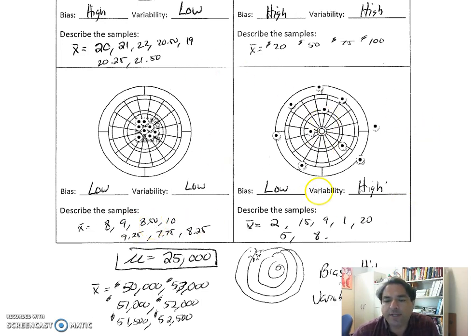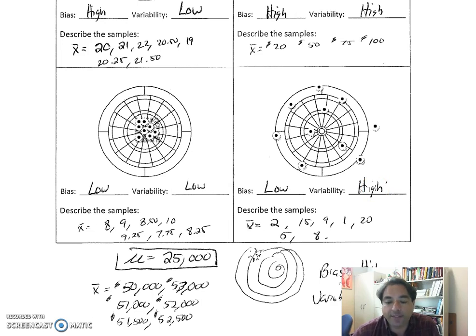Now this is the one that people get confused on. So let's start with variability. The samples are far away from each other, so we have high variability. Now, are the samples close to the population mean, or are they far away from the population mean? That's the question, and this is where people get a little confused. The answer is we have low bias. Why? The samples are around the true population mean. So it's not a bias problem. The problem is with the variability.